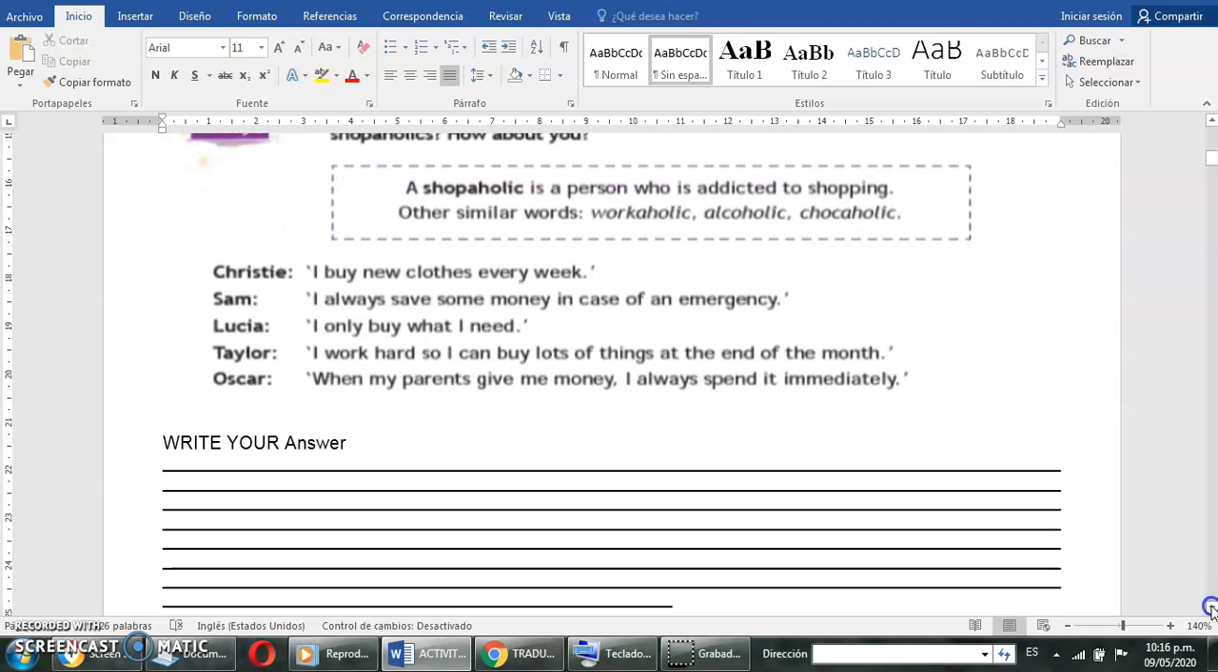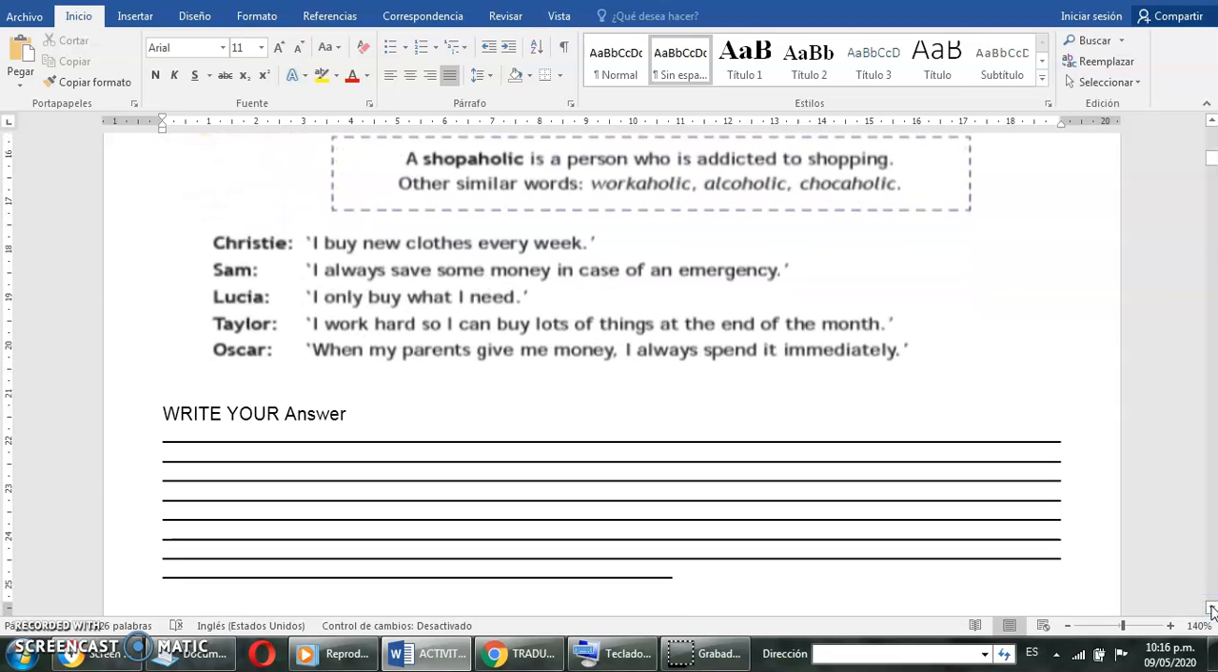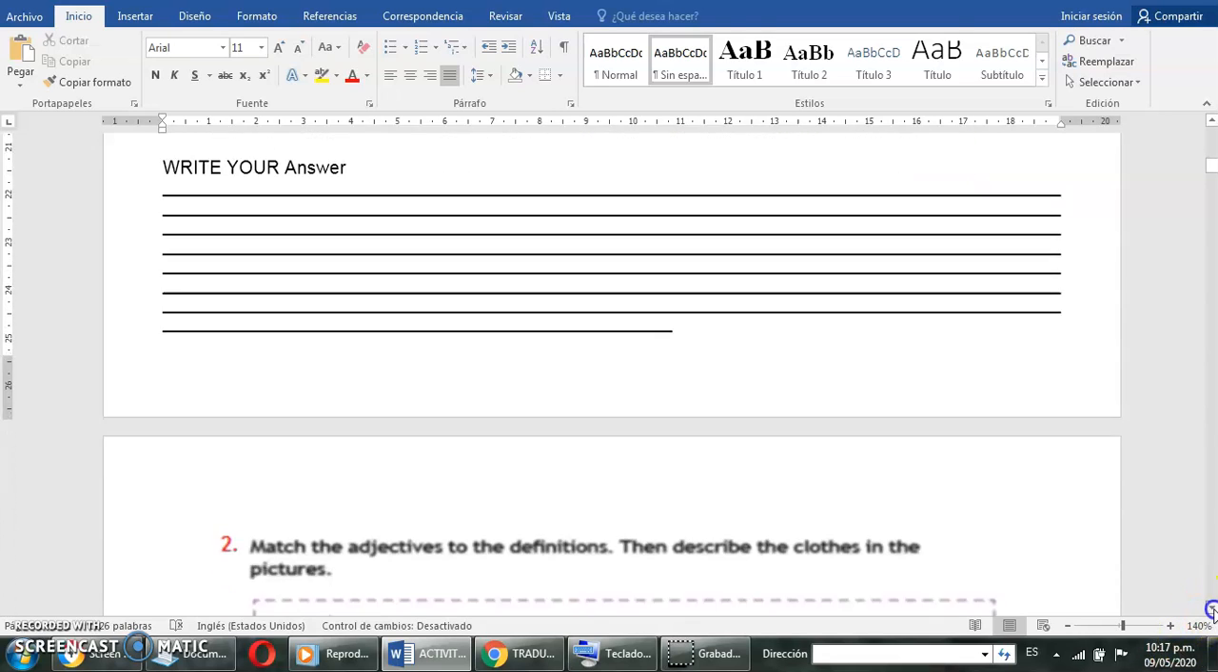Okay? A shopaholic, guys, is a person who is addicted to shopping. For example, people who spend a lot of money buying clothes every day and are very obsessive about buying clothes all the time. Other similar words are workaholic, people who are addicted to work, alcoholic, addicted to drinking alcohol, chocoholic, people who are addicted to eating chocolate. Okay, so guys, this is the activity one.